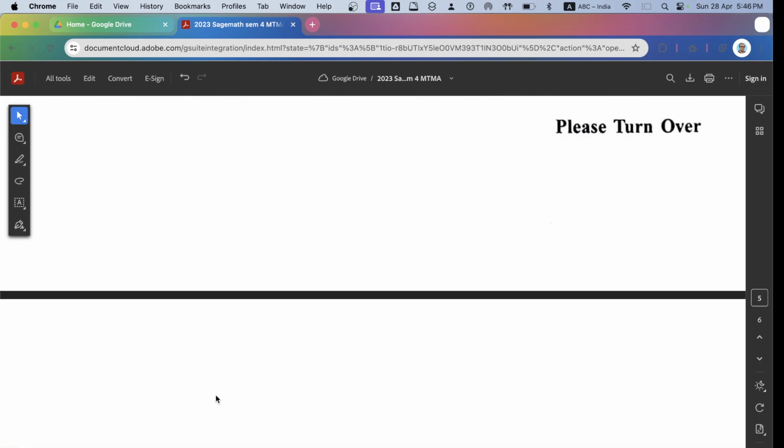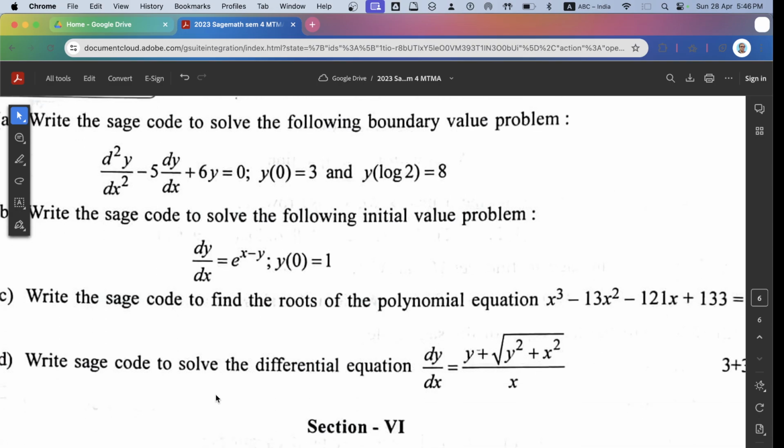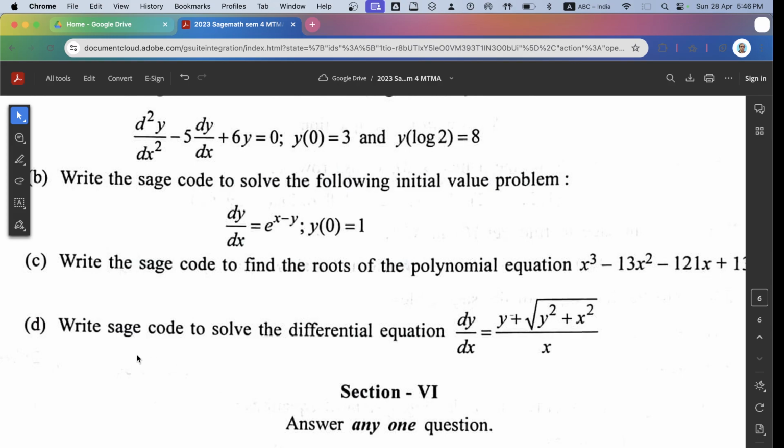Next question, question D. Write the Sage code to solve the differential equation dy dx equal to y plus root over y square plus x square, by x. This is a homogeneous differential equation. This is y by x plus root over y by x square plus 1.